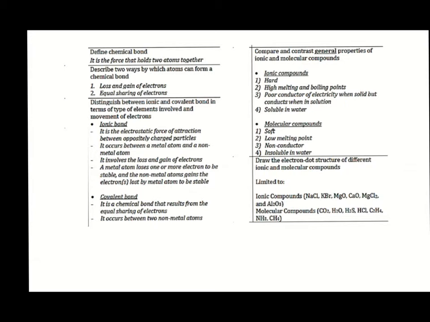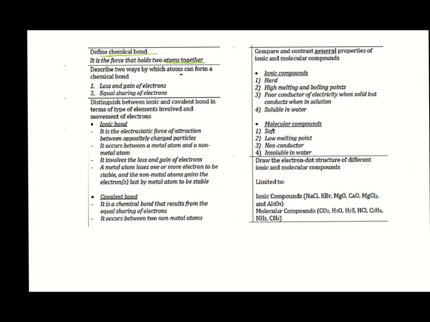First, what is a chemical bond? Chemical bond is a force that holds two atoms together. As you know, the atom contains particles. Some of them are positive, some of them are negative, and some don't have a charge. Between those particles, there should be forces that hold them together. The force that holds two atoms together, we call it a chemical bond.